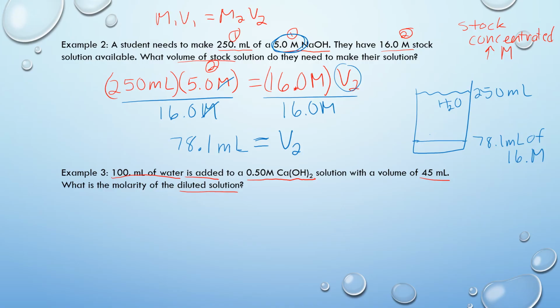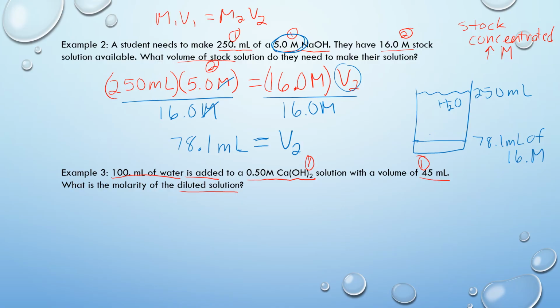So it says 100 milliliters of water is added to a 0.5 molar solution. Well, at that 0.5 molar, I don't have 100 milliliters, I'm adding 100 milliliters. It says with a volume of 45. So this one goes with this one. Okay, the 0.5 has a volume of 45 milliliters. We are adding 100 milliliters to that.